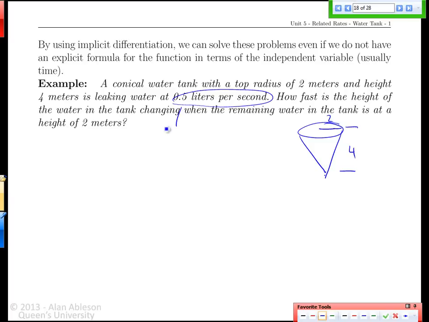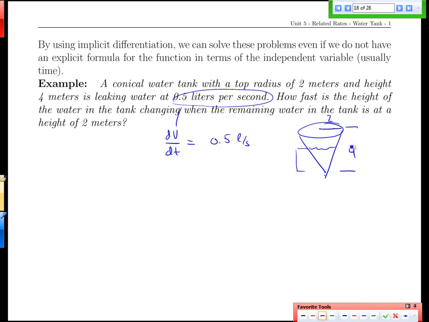It's going to be leaking water at a rate of 0.5 liters per second. What I would get from this immediately is we're going to be talking about a volume change, and it'll be 0.5 liters per second. What we might wonder is plus or minus. Well, that depends on what volume we're looking at. Certainly 0.5 is going to be in there though. How fast is the height of the water in the tank changing? So we're going to be talking about the height of the water.